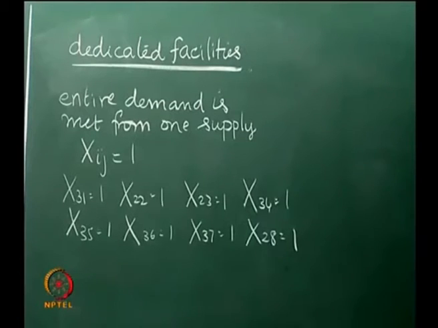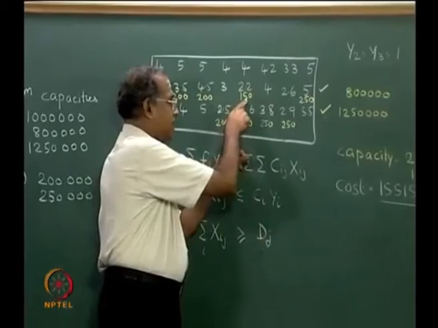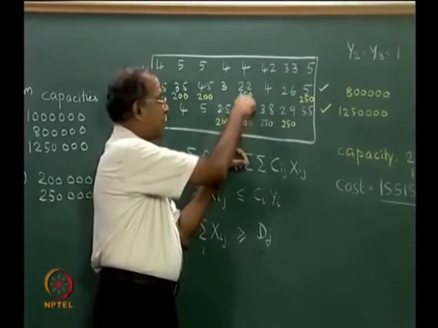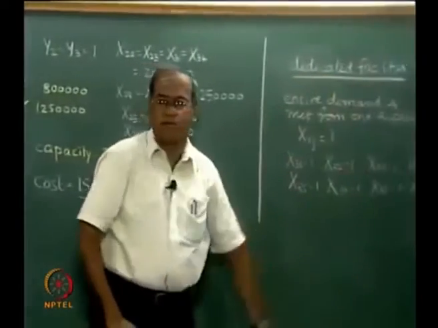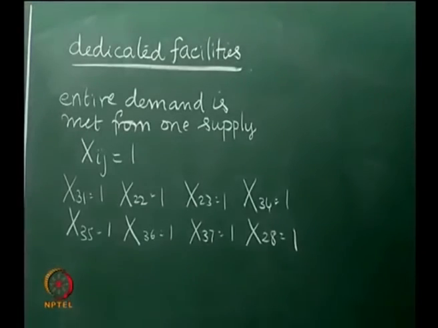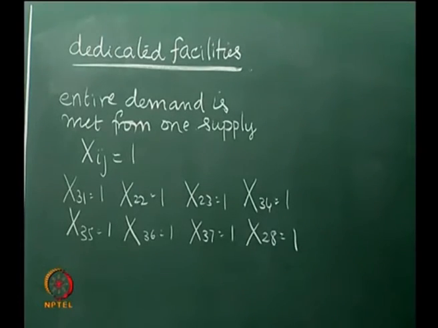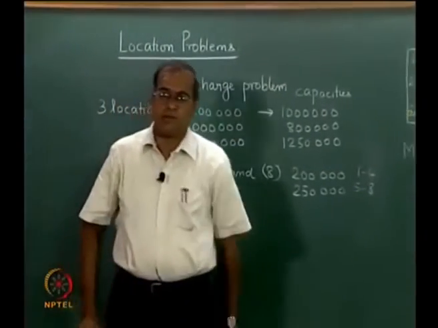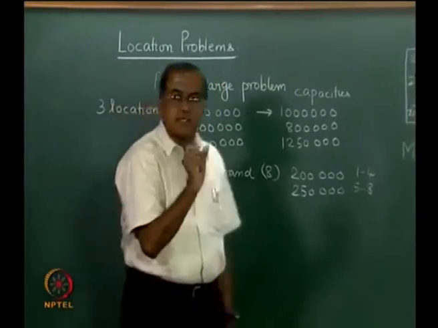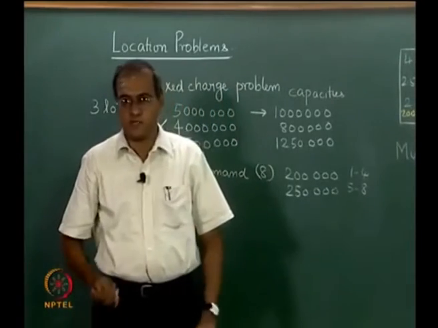So, there will be an additional cost, and that additional cost will be this 150,000 into 0.4. That is the additional cost that we will incur if we solve this problem with dedicated facilities. So, this is a numerical example which tells us how the fixed charge problem works. There is a location component, there is an allocation component to the fixed charge problem. There are still a couple of interesting issues in solving the fixed charge problem.